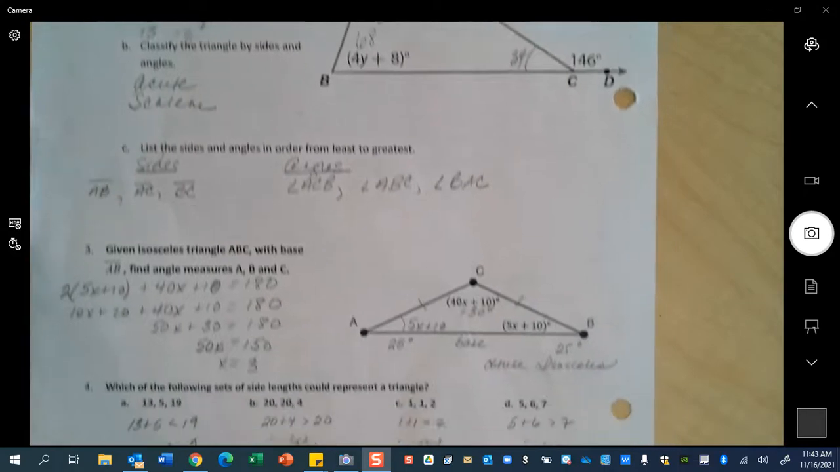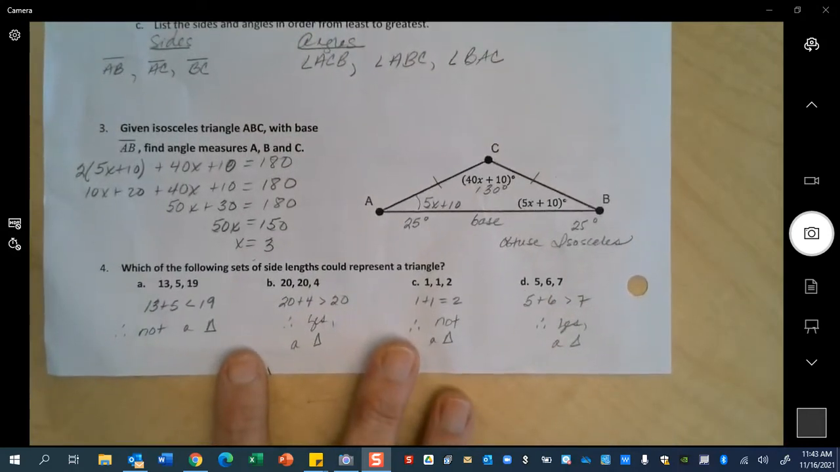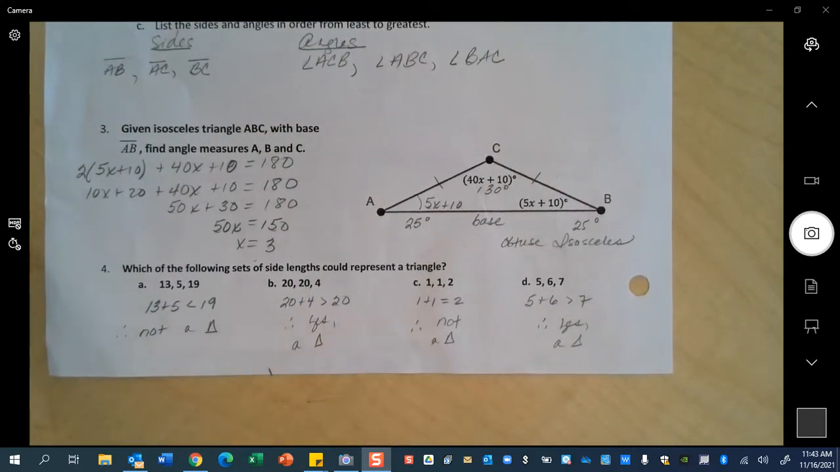For number 3, given isosceles triangle ABC with that base, when I find my measures, I know that twice 5x plus 10, because here these two sides of the triangle are congruent, so these two base angles are congruent. If x has a value of 3, my vertex angle ends up with a measure of 130, which makes it an obtuse isosceles.